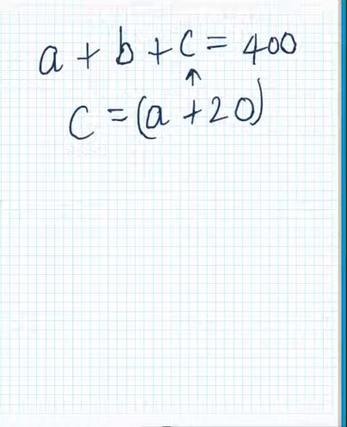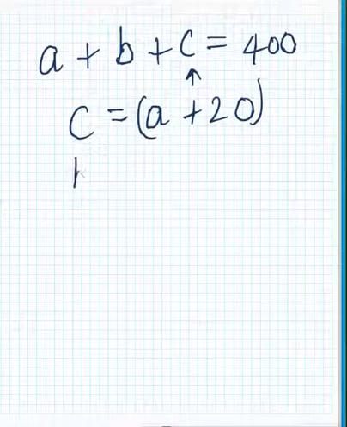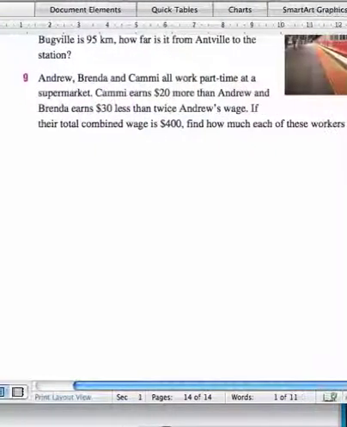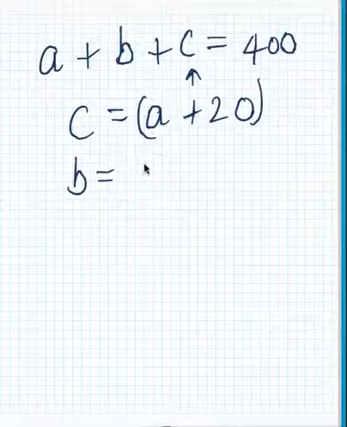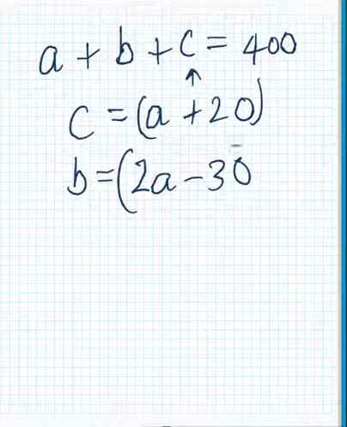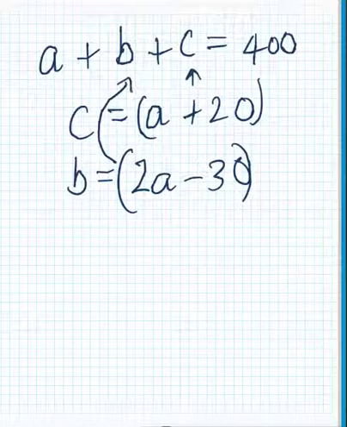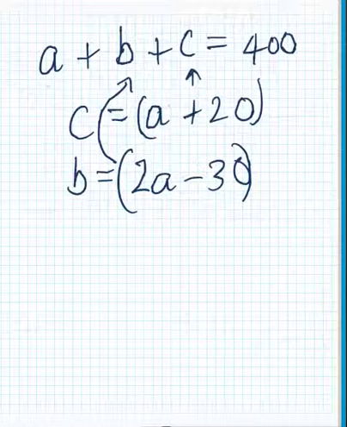Let's keep going. And Brenda earns $30 less than twice Andrew's wage. So now we have B equals $30 less than twice Andrew's wage. So twice of Andrew's wage will be 2A, and she earns $30 less than that. So now instead of B, we will have 2A minus 30. So all you're going to do is now substitute what C and B equal to into the equation, and we should end up with only A as our variable.